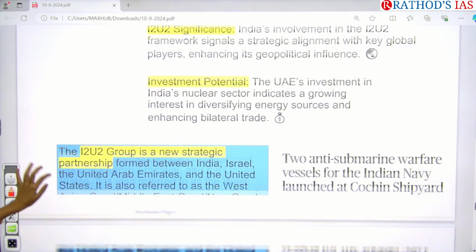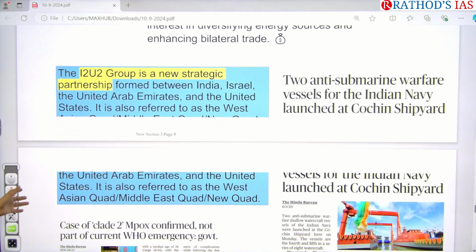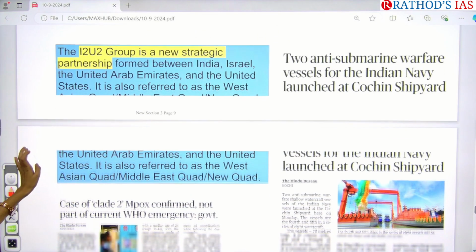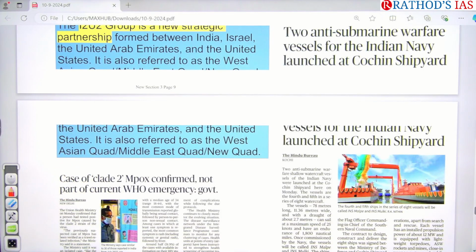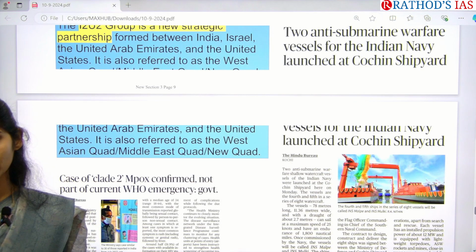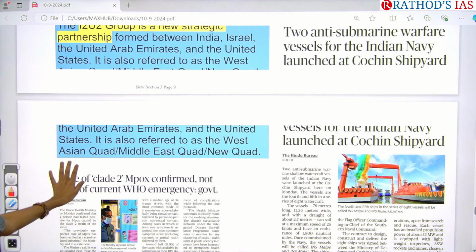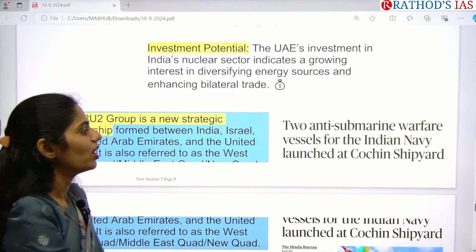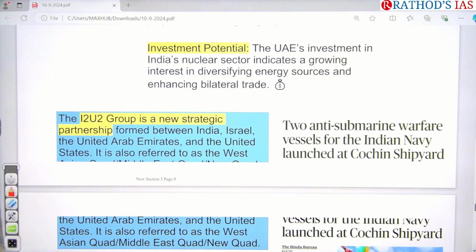So you have to see what I2U2 is. I2U2 is nothing but India, Israel, UAE and US. It is also referred to as the West Asian Quad, Middle East Quad or New Quad. In yesterday's class itself we discussed this quadrilateral dialogue, right? And there is one more article: two anti-submarine warfare vessels for the Indian Navy launched at Cochin Shipyard.